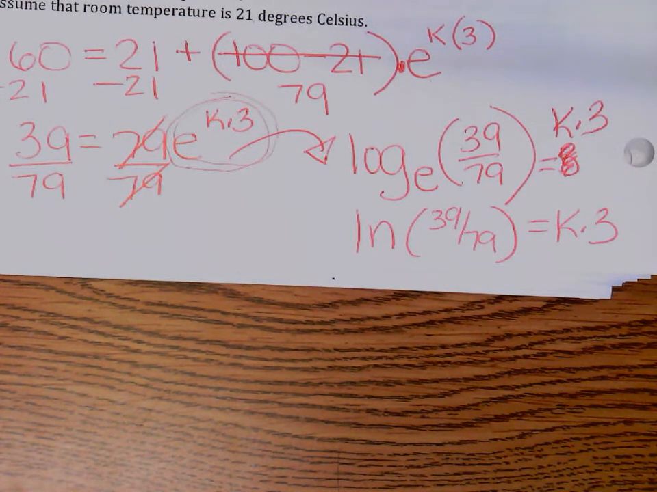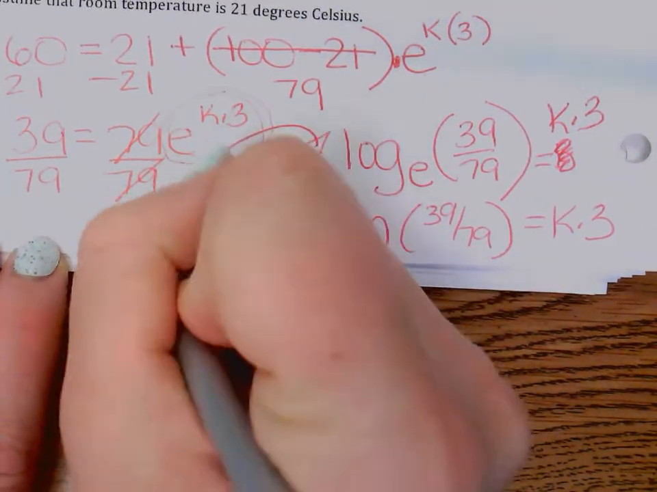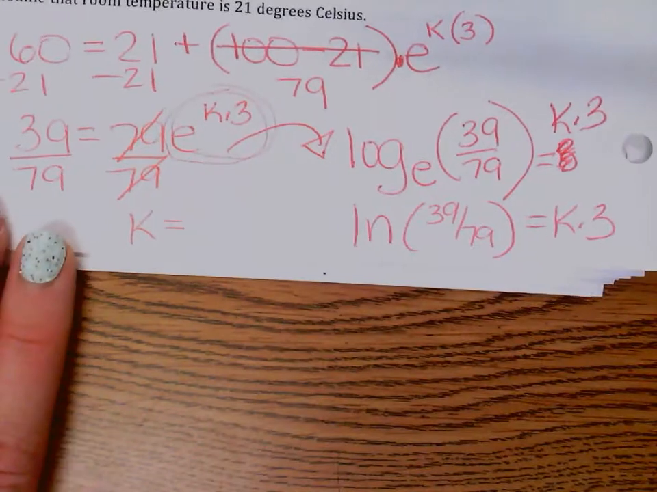So after you take the natural log, you're going to divide by 3. And you should have a negative k value because you're decreasing in temperature. So write your k value down. I would leave, I don't know, 3 or 4 decimal places.